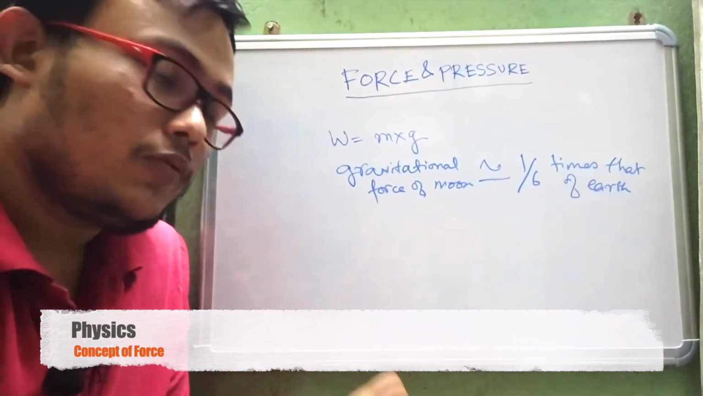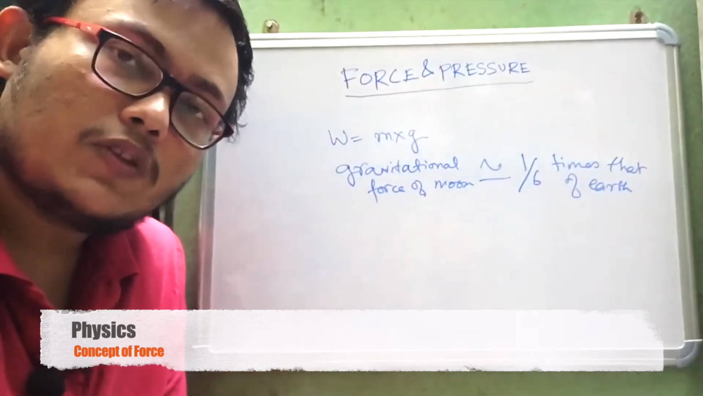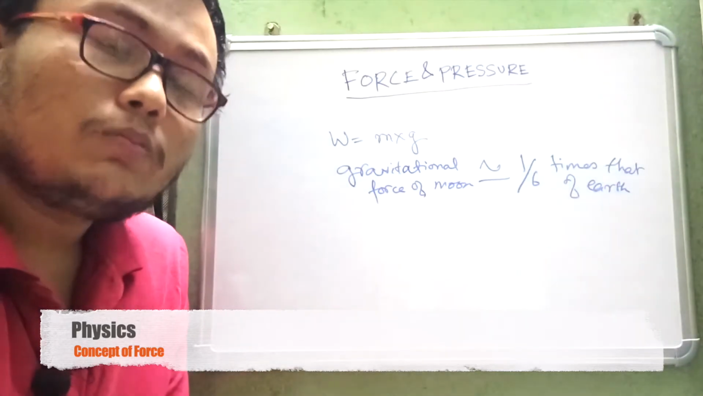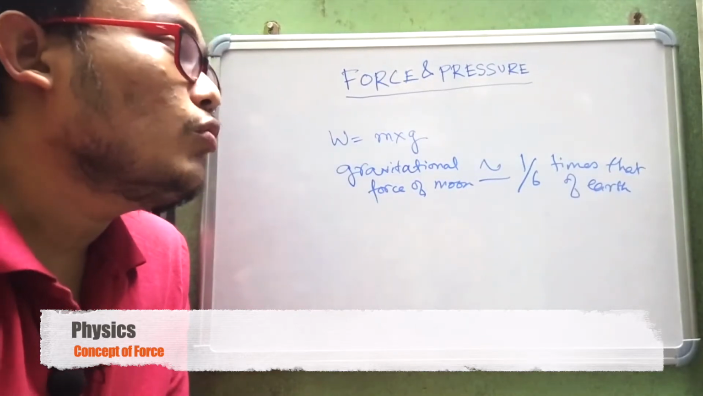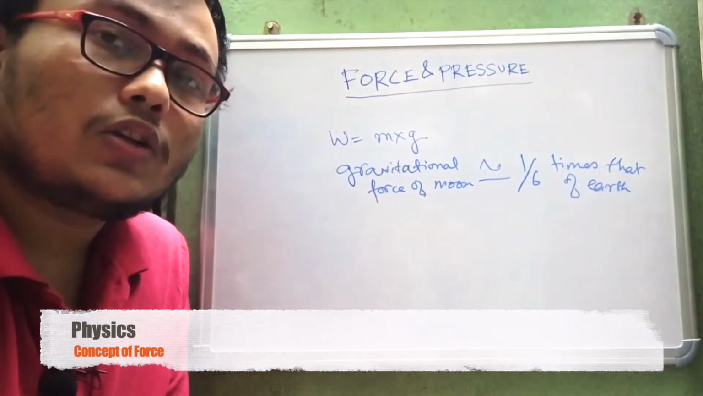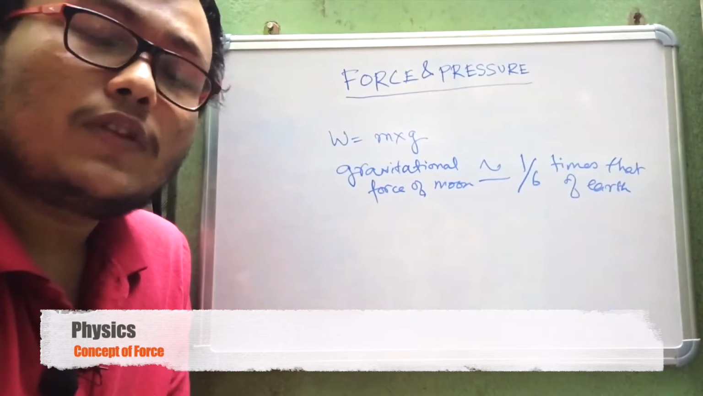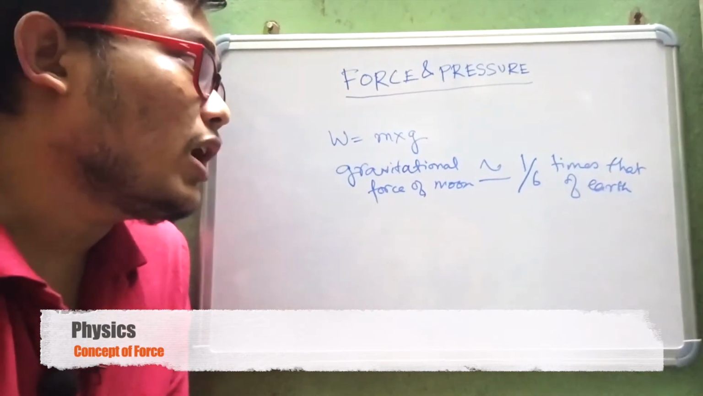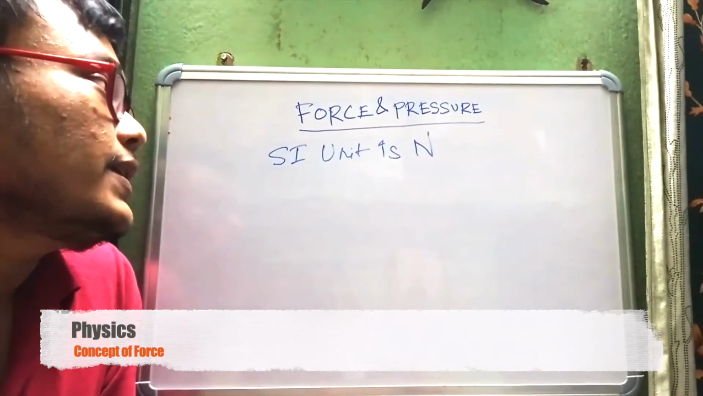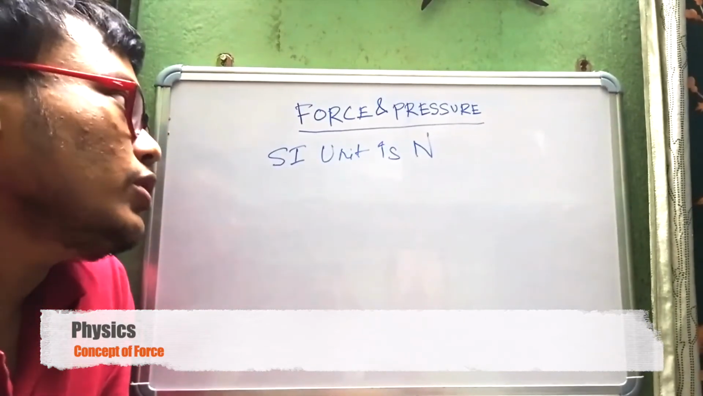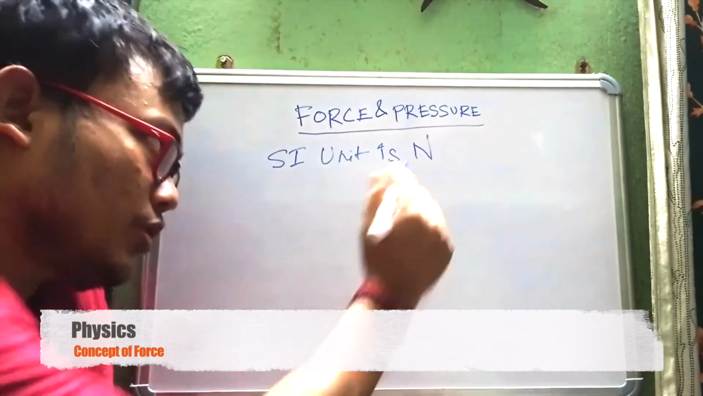Now, the weight of the same person is different on the moon and on the earth because the gravitational force of the moon is around 1 by 6 times that of the earth. So, the weight of the person on the moon is 1 by 6 times that on the earth. Now, the SI unit of force is Newton. It is expressed in terms of Newton.